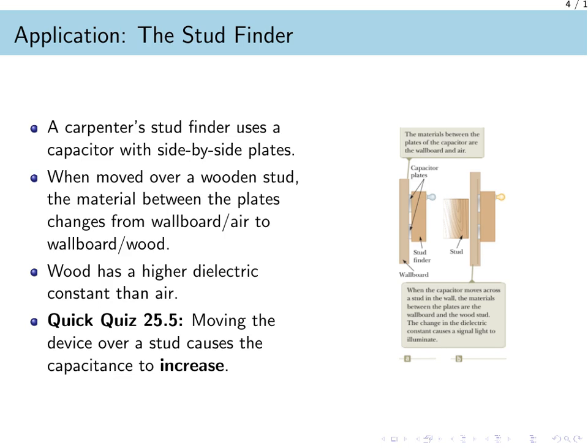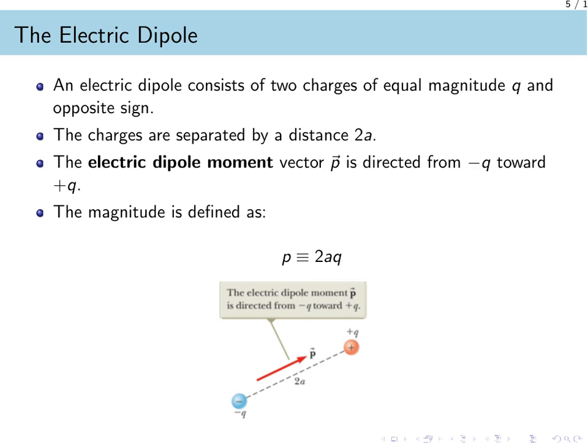A practical application of this capacitance change is a carpenter's stud finder, which uses a capacitor with side-by-side plates rather than facing plates. When you move the device over a wall, the material between the plates changes from a combination of wallboard and air to wallboard and a wood stud. Since wood has a substantially higher dielectric constant than air, this physical change increases the capacitance of the device. The increase triggers an internal circuit, causing a signal light to illuminate and helping you locate the hidden stud. Now let us define the electric dipole formally.